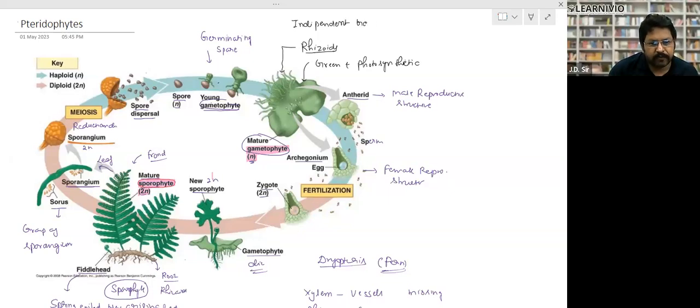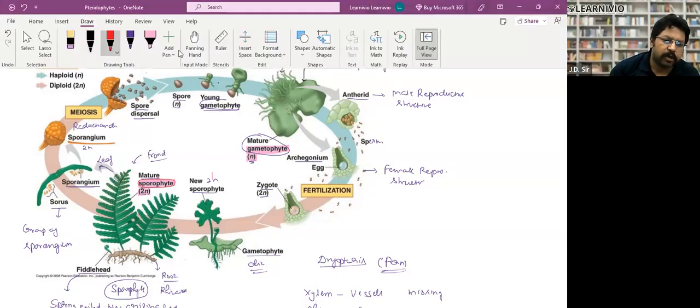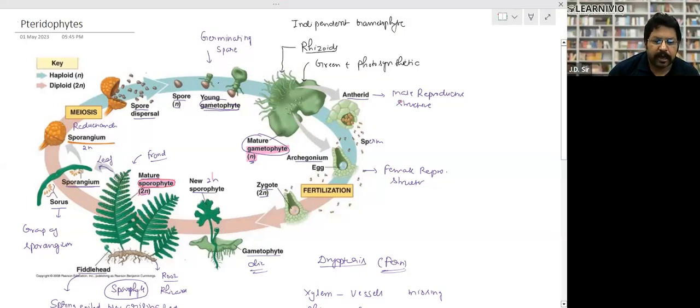Gametophyte. Gameto means gamete and phyte means plant. The plant which bears gametes. Look. Now there are antheridia. Antheridia is the male reproductive structure. There are archegonia, which is the female reproductive structure. Antheridia and archegonia both are found over here. Antheridia is this kind of structure. They produce sperm.